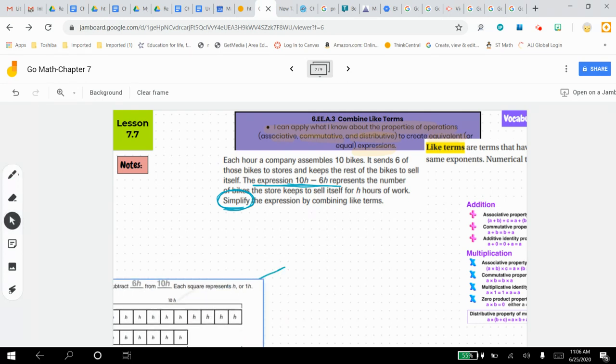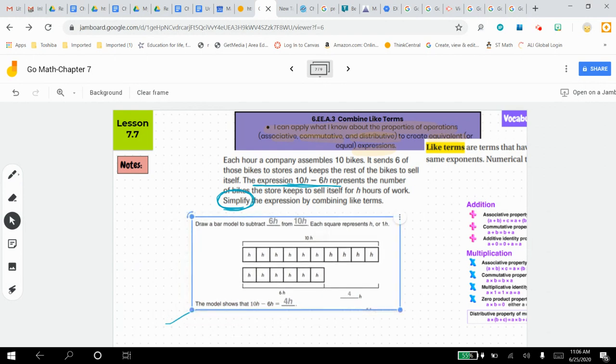Draw a bar model. We did this to learn with today, so I want to make sure that you have this. We have 10h minus 6h. When we're subtracting, this is the opposite of adding, so I want to make sure we get a subtract problem in here. Each h represents 1 hour, or 1h. Remember, when there's just an h or just a variable, there is a 1 with it.